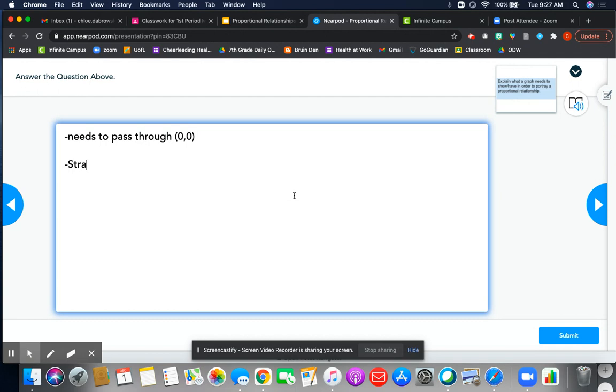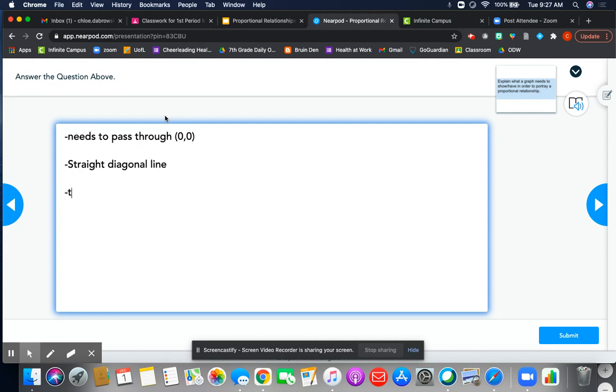It also needs to be a straight line, so it cannot be curvy, it cannot zigzag at all, it can't go straight and then level off. It has to be a straight, and I'm going to even add the word diagonal line in here. So you can have a straight horizontal line, you can have a straight vertical line, but it has to be a straight diagonal line, if I can spell the word diagonal.